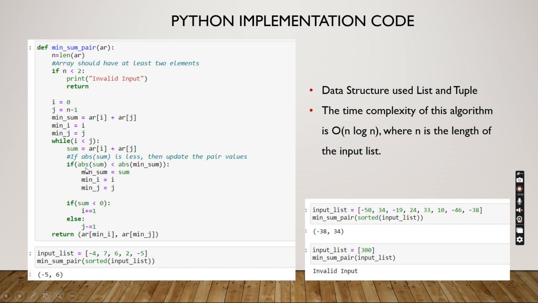If the absolute value of current sum is less than minimum sum, then the value of minimum sum will be changed to the current sum. Minimum i value and minimum j value also will be changed. If sum is less than 0, then i will be incremented, else j will be decremented. Finally, we will return the pair that is available.